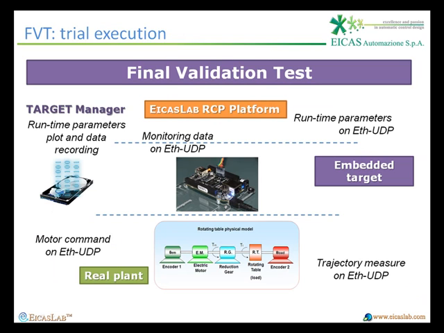So, during the trial execution, there is no physical rotating table, and the plant emulator simulates the plant and the missions. The commands are computed by the BeagleBone Blackboard and are sent to the plant emulator, which sends to the board the measures. At the same time, the EICASLab RCP platform enters in the monitor loop. It can send new values of runtime parameters to the board, while data of interest are sent back to the EICASLab RCP platform. Such data can be recorded on disk and displayed by the Target Manager GUI.